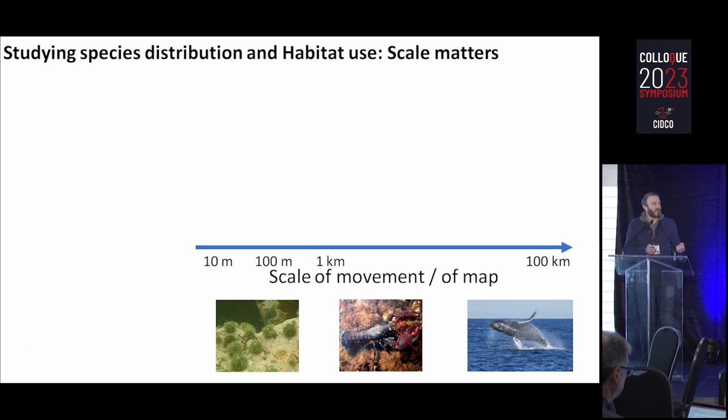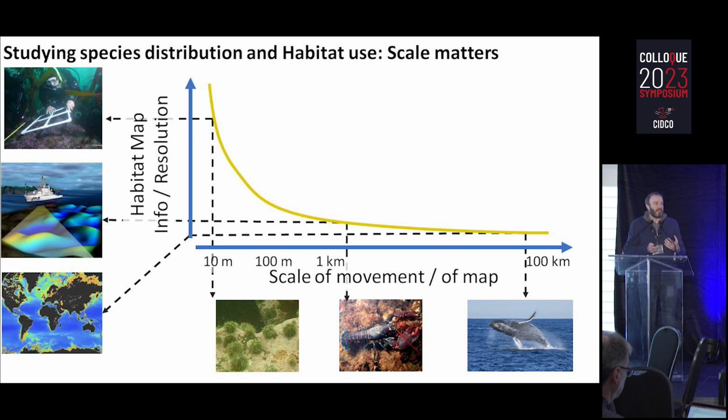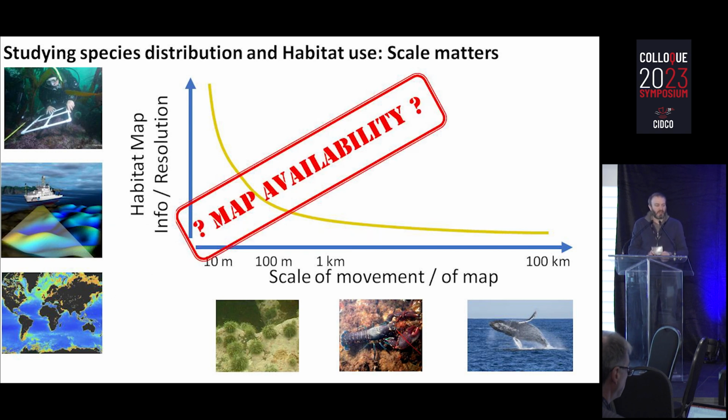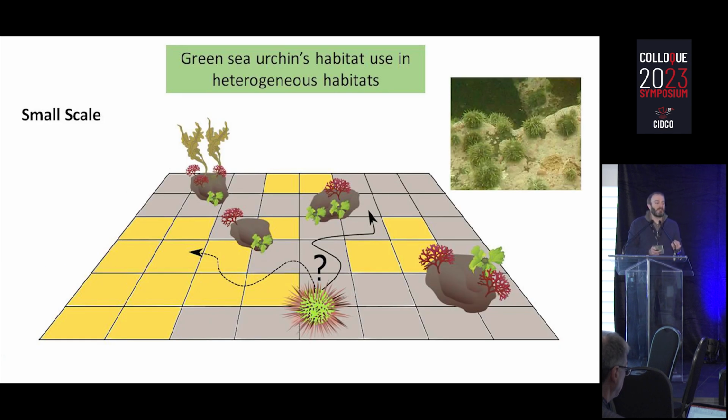CIDCO has also collaborated with us at another site to try to do this kind of mapping. And we can see that there is still some work to be done in terms of translating the multi-beam survey into a bottom classification. So this is something that we are looking forward to in terms of possible results from this type of work. At small scales, we try to understand how the species use their habitat.